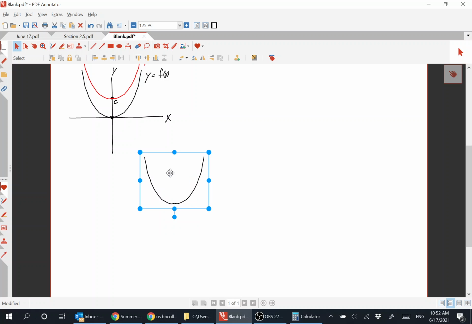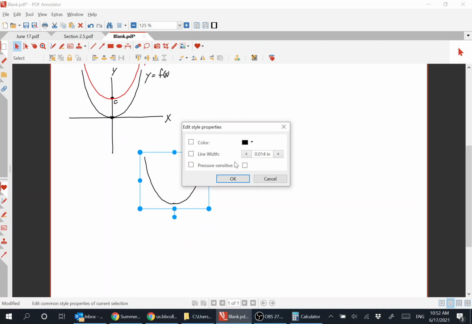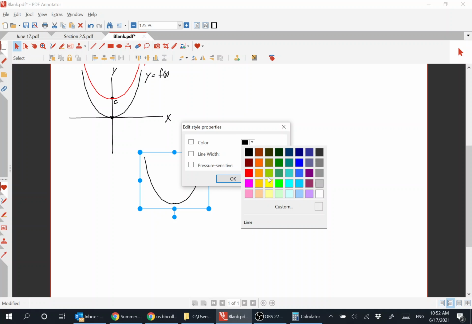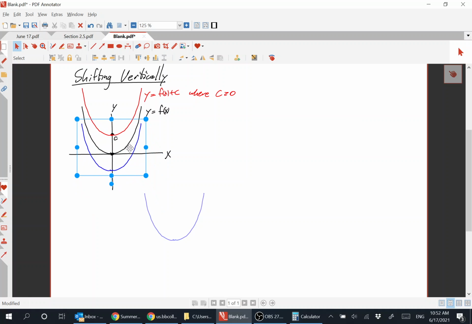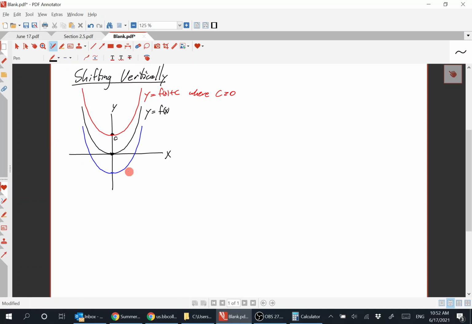Of course, I could also subtract c and shift the thing downward. So let's make that one blue. So this is y equals f of x minus c, where c is bigger than 0. So adding c takes the graph of a function and shifts it upwards, right? Subtracting c shifts it downwards.